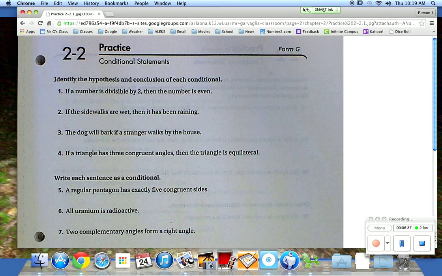I want the converse of the dog will bark if a stranger walks by the house. If a stranger walks by the house, the dog will bark. Not is a negative. Damien, what is the inverse of it?